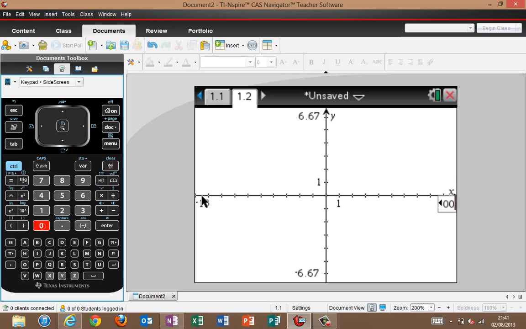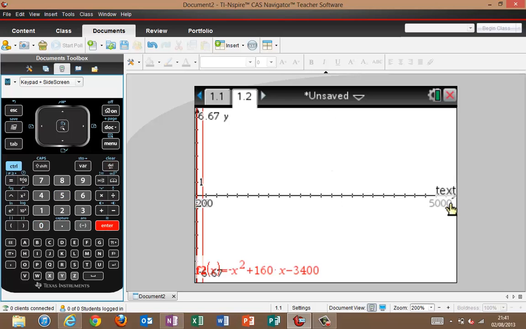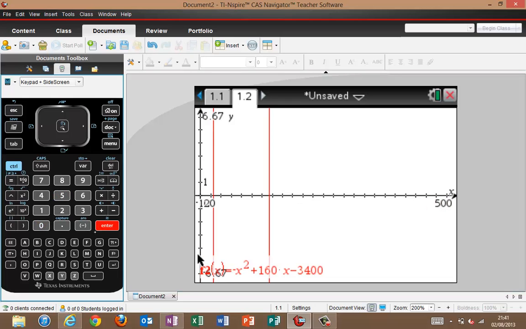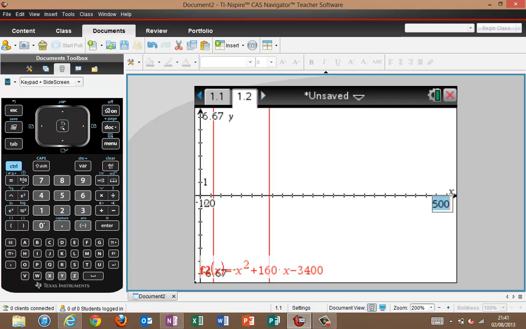And I can edit my x max directly on the screen here. So, oh, there's 5,000. That's too big, but at least we see something now. Let's go 500. Okay, so 500 is good. Let's cut it down to maybe 200.